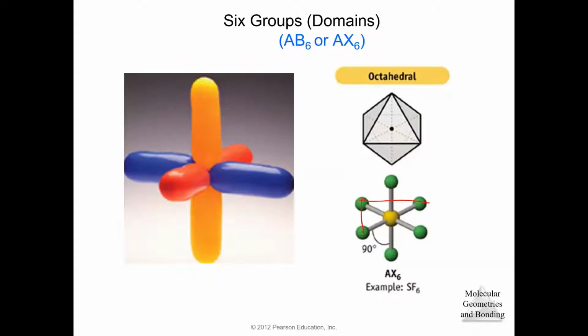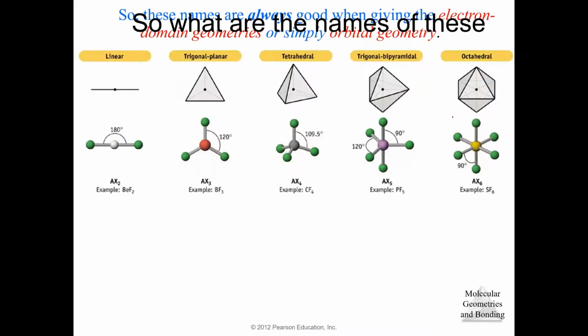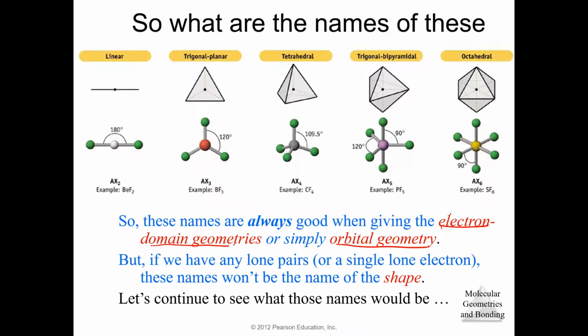Octahedral actually was called square bipyramidal. That's an old name. Later on, it was changed to octahedral. That means 8. Octa means 8. 8 faces here. As you see, these are the electron groups, 2, 3, and then you have 4, 5, 6. And these are all of them. You see the difference between electron domain geometry, or simply orbital geometry, or what we call molecular geometry or shape. Okay, let's look at derivatives.